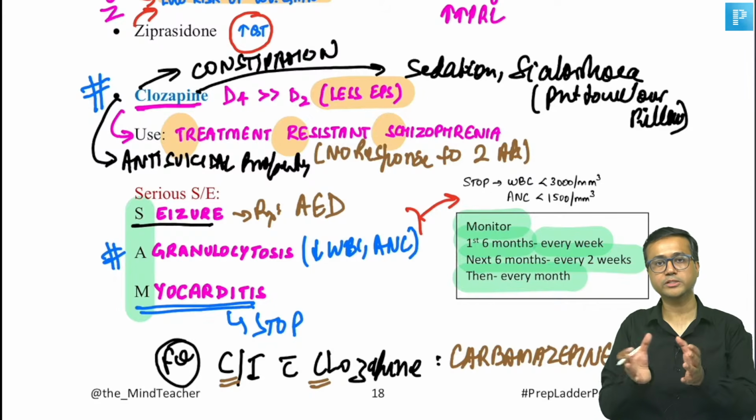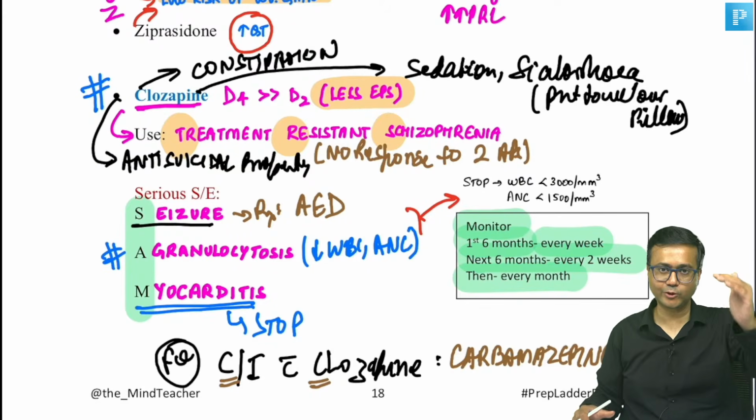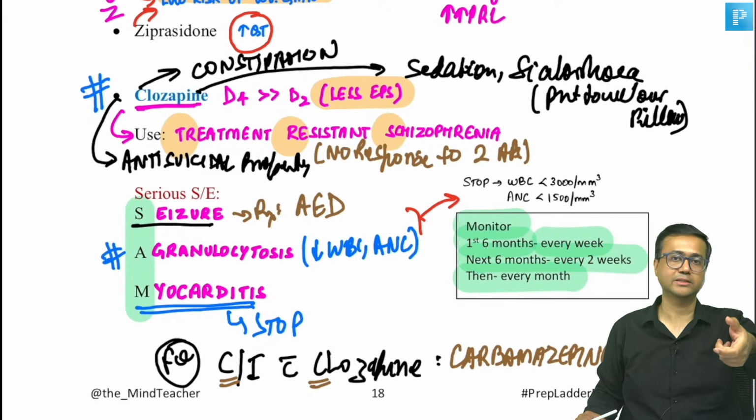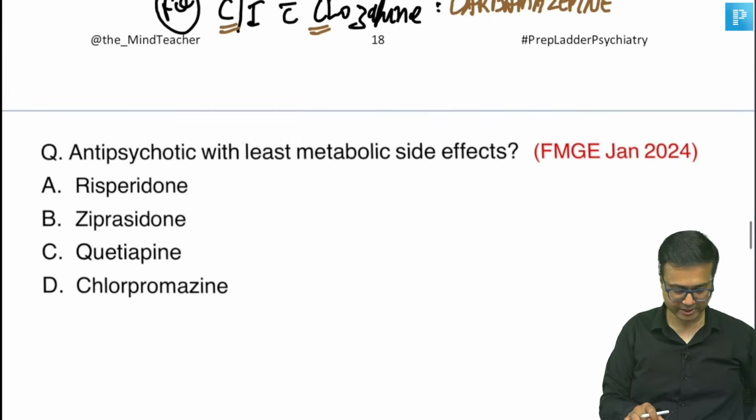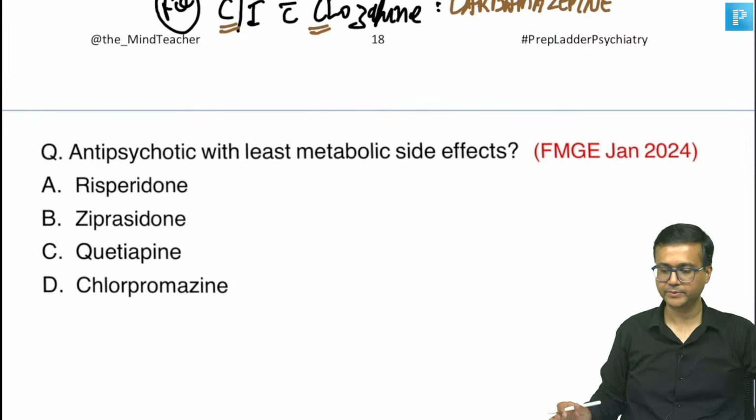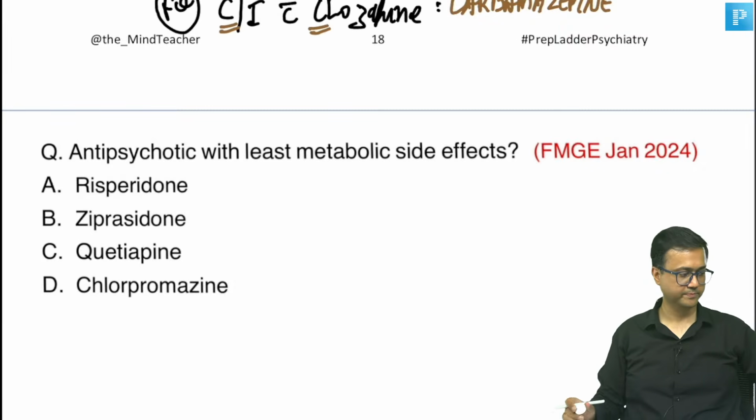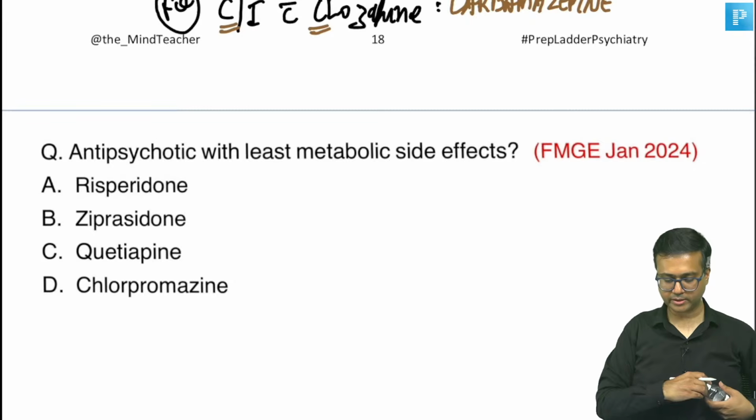So see in the question what drug they have mentioned. Try to see the clinical picture and then answer the question. Let me see if we can now answer this question. Now this becomes very simple. Let's see if we can answer this question. Antipsychotic with least metabolic effects.